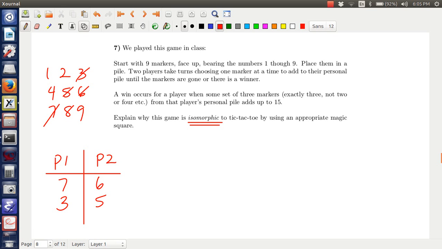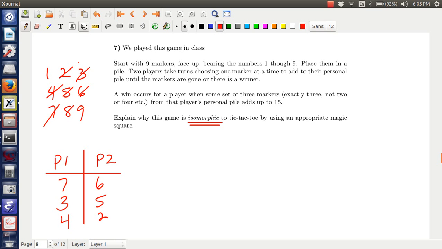But the object of the game is to make sure that some collection of exactly 3 markers adds up to 15. For example, right now player 1 wants to pick a 5, but they can't because player 2 just picked the 5. So too bad, they pick something else and they're not very happy about that. Then player 2 wants to get a 4, and there's no 4, so they're not very happy either, and they have to pick something else.